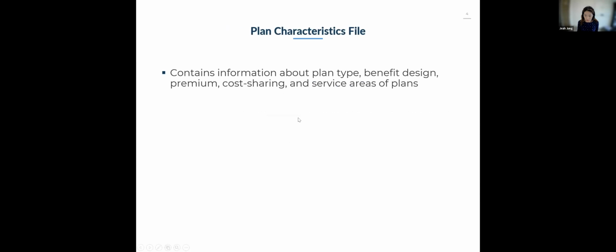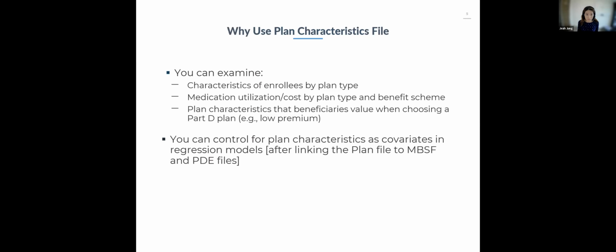And also, if you are interested in how beneficiaries choose Part D plans, what kind of plan characteristics influence beneficiaries' choice of a Part D plan? Is this the premium, or is this the benefit? So if you are familiar or interested, you can actually develop some plan choice model using the Part D plan characteristics file.